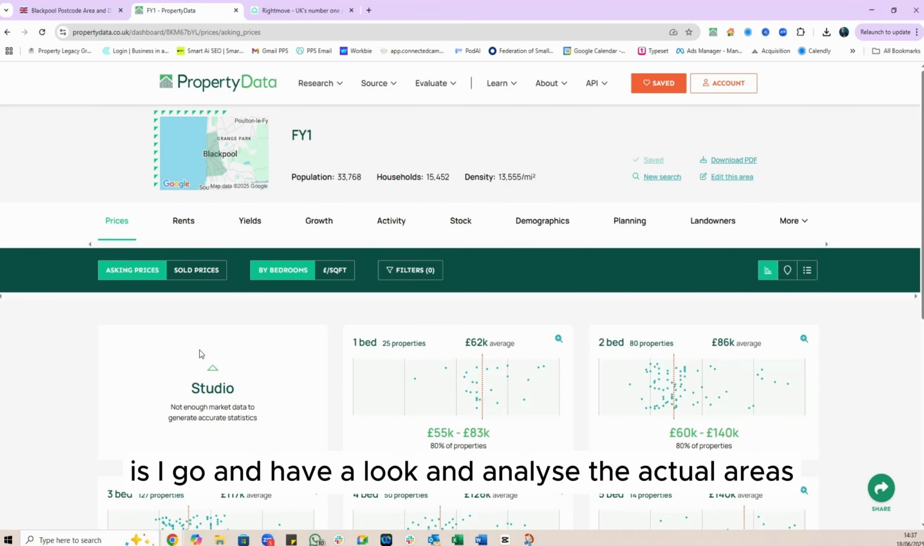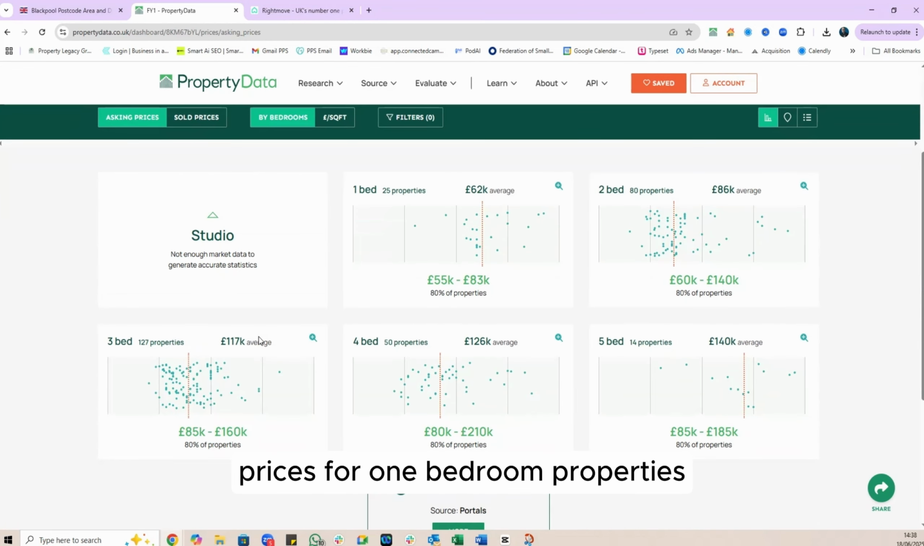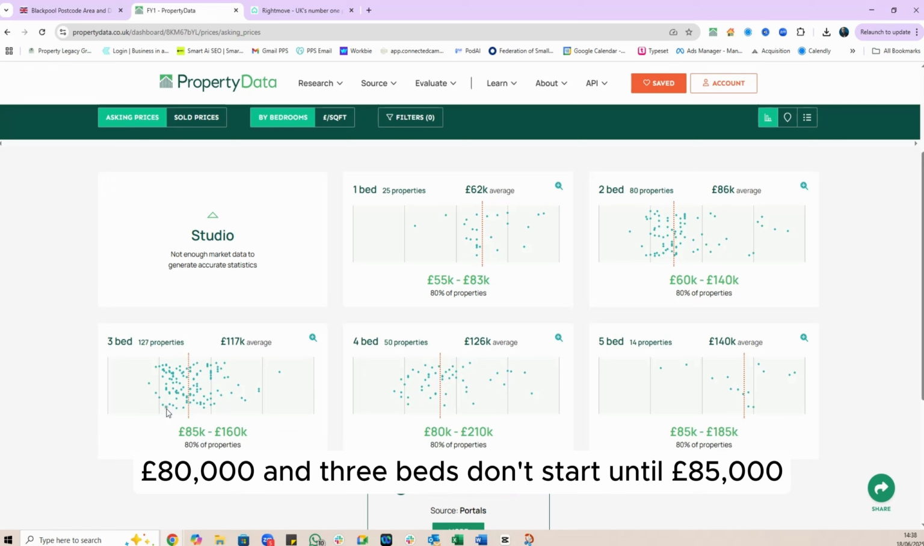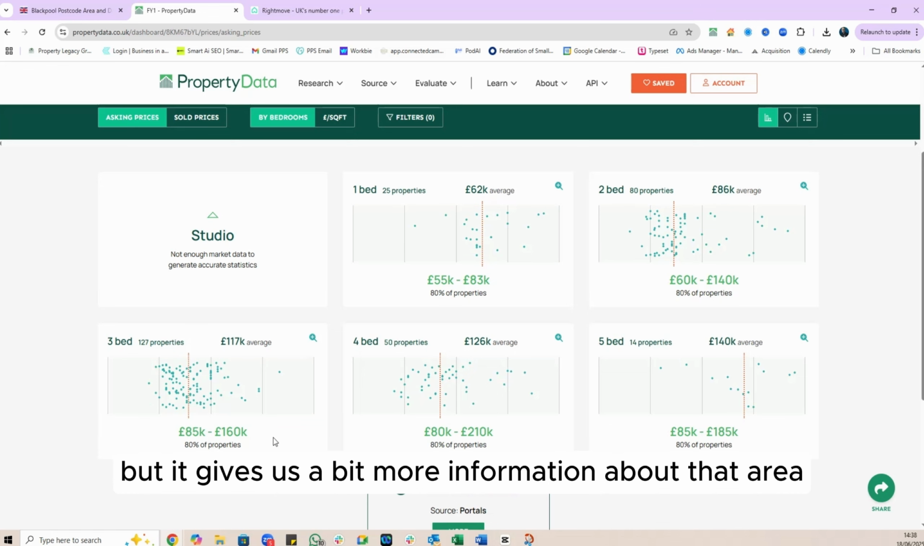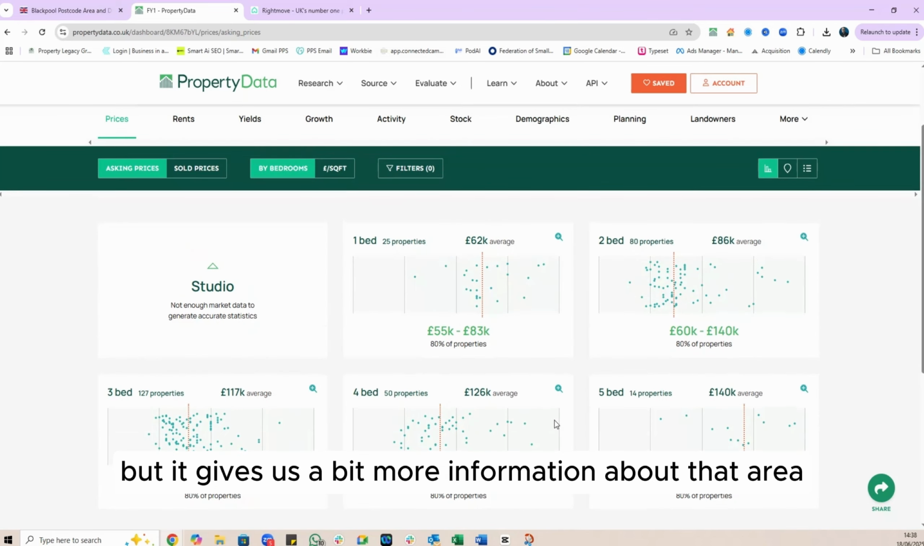And then the next step is I have a look and analyse the actual areas. So FY1 prices for one bedroom properties average about 62,000. Some are as low as 55,000, so it's cheap and cheerful in this area. 2 beds 60,000, 3 beds 85, 4 beds 80. For some reason there's some 4 beds at 80 and 3 beds don't start until 85. It's a bit strange, but it gives us more information about that area.